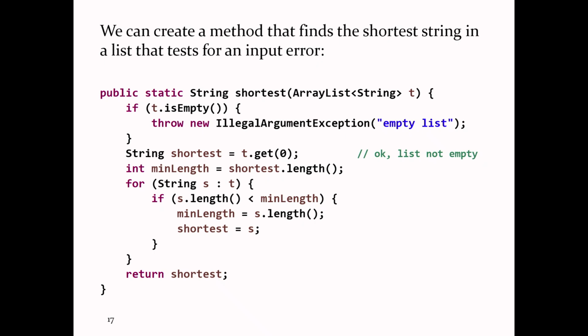It doesn't always make sense to throw an exception, depending on the problem that you're trying to solve. But for this particular example, if there is no shortest string, then you should probably indicate that to the caller somehow. You could instead return null, but now the caller has to deal with the fact that the reference that's returned might be null. Now the rest of the code just goes into the method, and you return shortest at the end of the method.